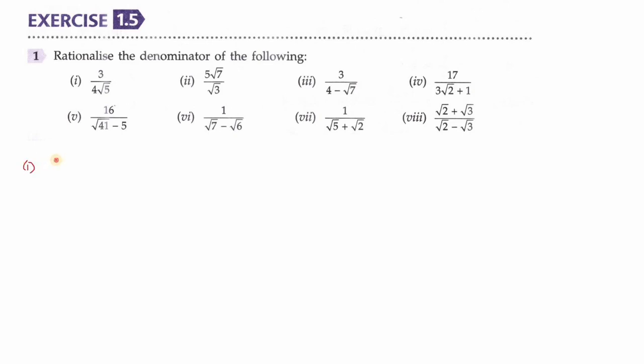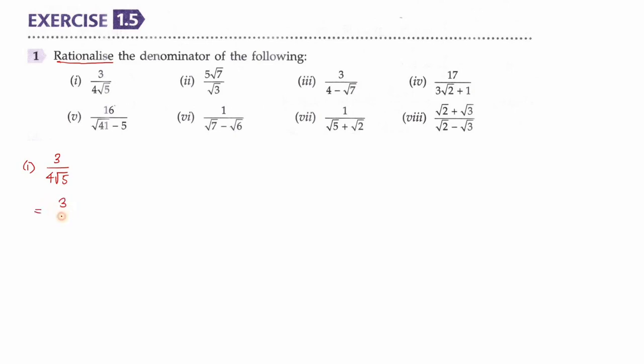It says 3 by 4 root 5. So you see in the numerator we have 3 and in the denominator we have 4 root 5. The word rationalize means we have to remove the square root sign. If you want to remove the square root sign, you multiply. For example, here you have root 5. So you will multiply the denominator by root 5 itself, because root 5 into root 5 is 5. In that case there will be no square root sign. I hope this is clear to you.